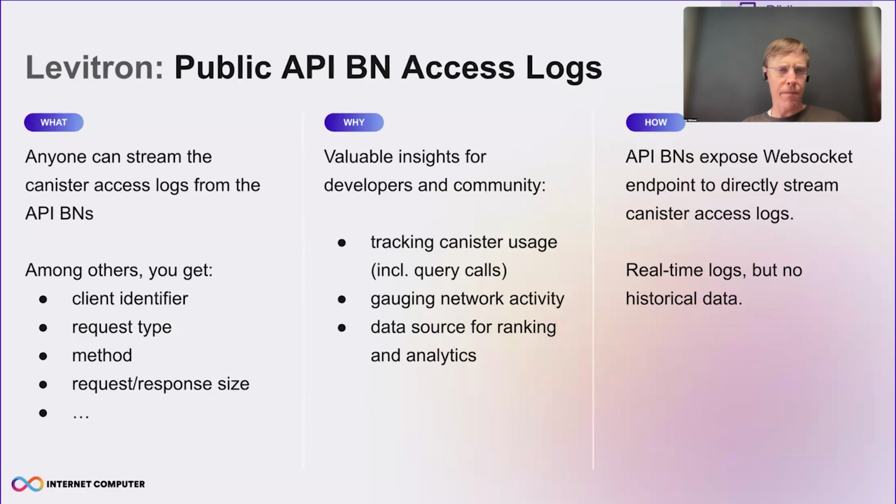And why did we make this publicly available? It's really valuable information for developers and the community. For example, it allows developers to track canister usage. It also gives visibility into query calls, which is otherwise very hard to see. You could think of use cases: I have some canister endpoints that I want to retire, but I have no information whether they're being used or not. You can look into the API boundary node access logs, and you will at least know whether somebody from the outside is calling these endpoints.